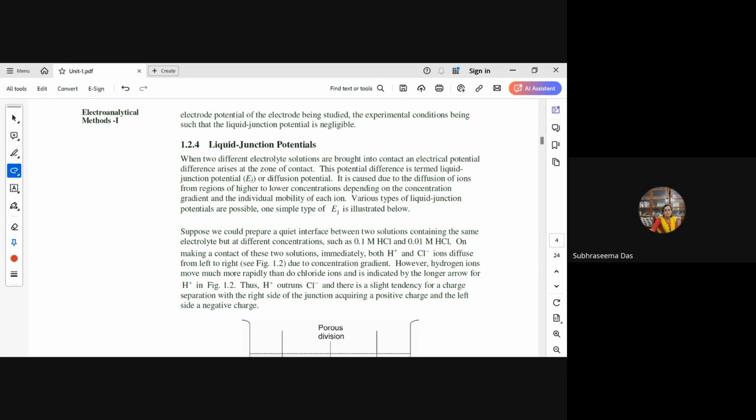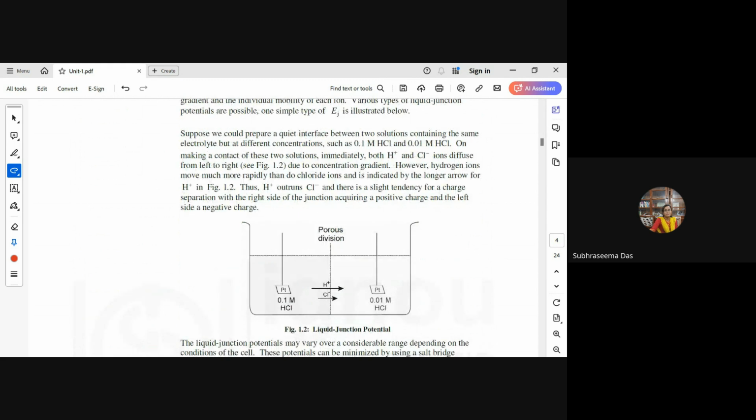Now, this is caused by the diffusion of ions from higher concentration to lower concentration. LJP is particularly dependent on the concentration gradient of the two electrolytic solutions and the mobility of the ions present in both these electrolytes. So for an example, as shown in figure 1.2, let us consider two HCl solutions of different concentrations. One is 0.1 molar HCl, taken in the left side of figure 1.2, and the other is 0.01 molar HCl, taken in the right side of figure 1.2.